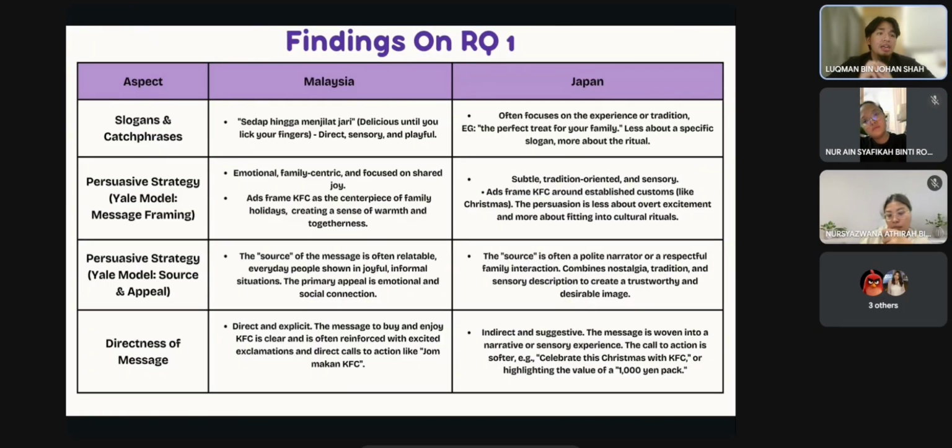So it is woven into their advertisements to have a call to action, but in a subtle way. For example, "celebrate this Christmas with KFC," or they talk about a 1,000 yen pack that you can use to buy the KFC pack. So it is not directly in your face, like "let's go buy a KFC," but they will intertwine it with, for example, "celebrate this Christmas with KFC." Next.